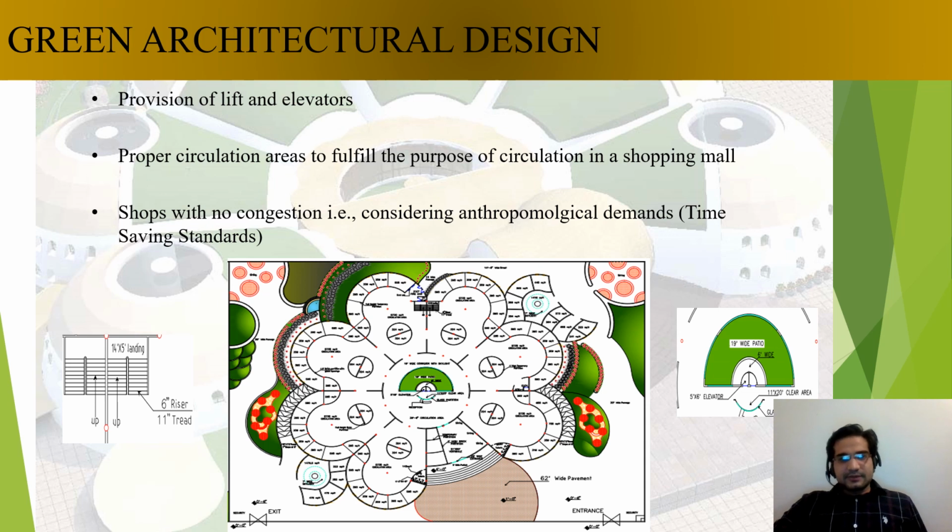And provision of lifts, elevators, and proper circulation areas to fulfill the purpose of circulation into the shopping mall. So the area around the shops should be really easy access to different shops. If there is a narrow access to different shops, the people will not try to come into that building, because people will be trying to bump into one another, which will be a hustle. We don't want to do that.